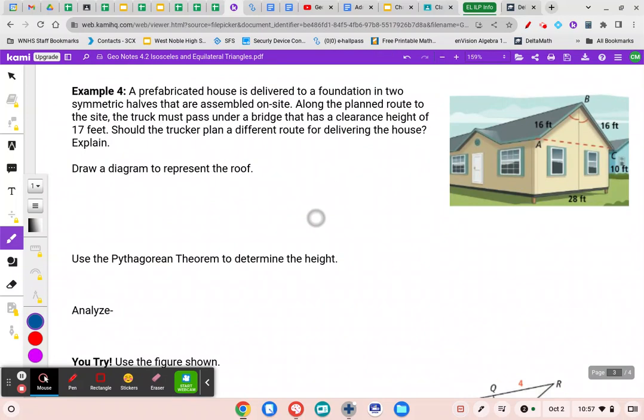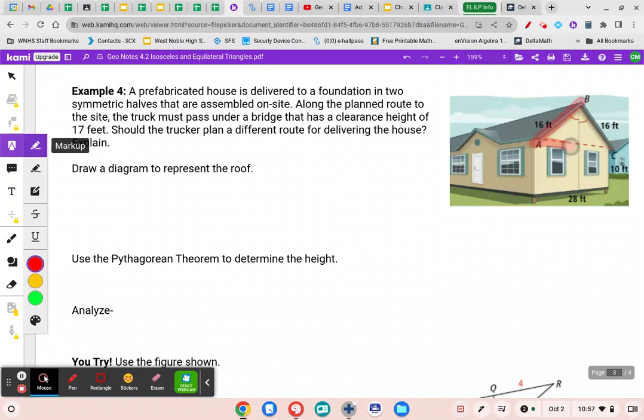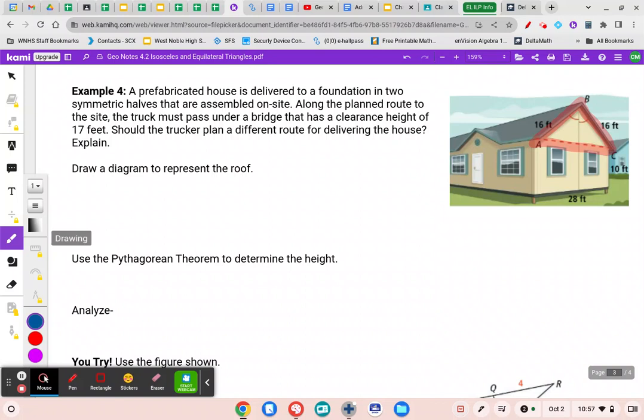Example 4 states a prefabricated house is delivered to a foundation in 2 symmetric halves that are assembled on site. Along the planned route to the site, the truck must pass under a bridge that has a clearance height of 17 feet. Should the trucker plan a different route for delivering the house? Explain. We're going to draw a diagram to represent the roof section. So that's this section here. Okay, you could do it on the picture theoretically. Might be a little difficult though. So I'm going to draw my diagram. It is an isosceles triangle.